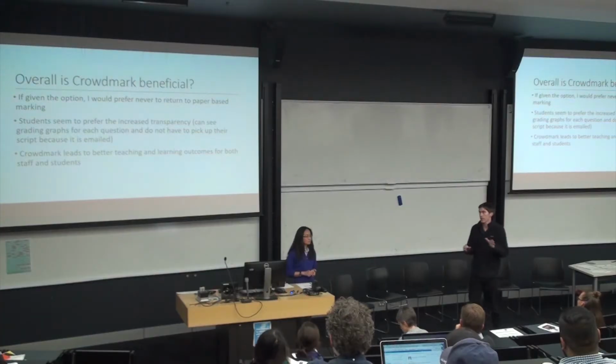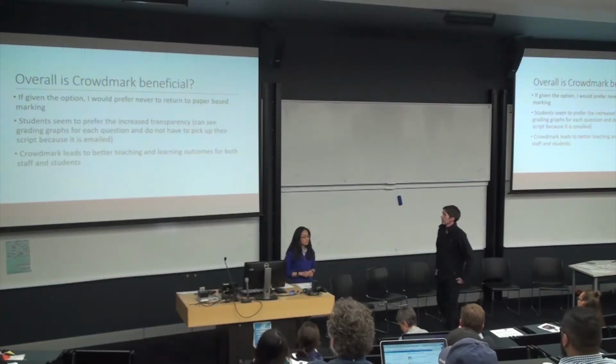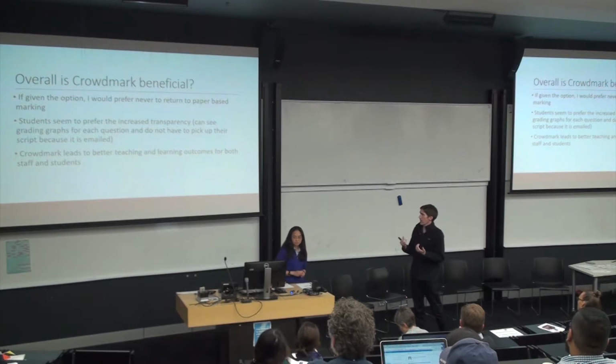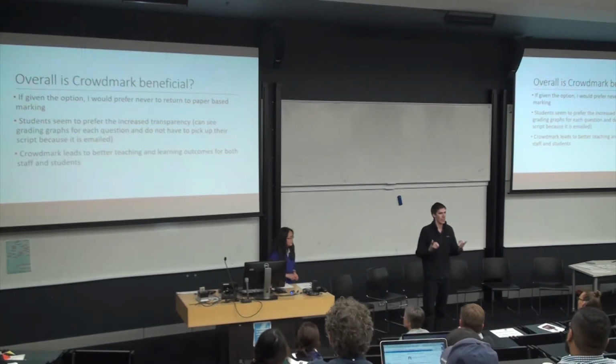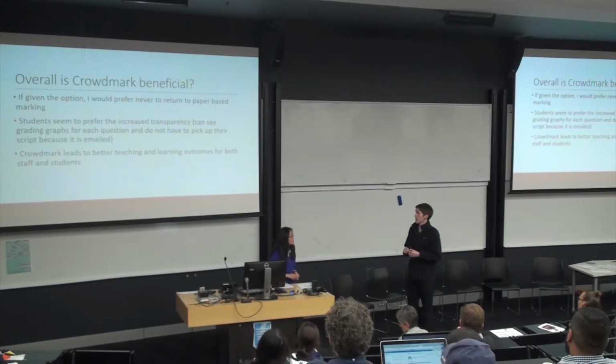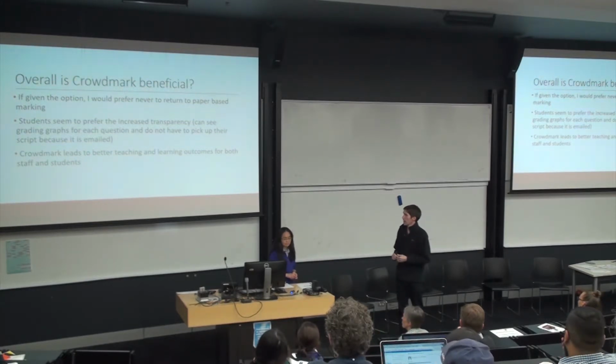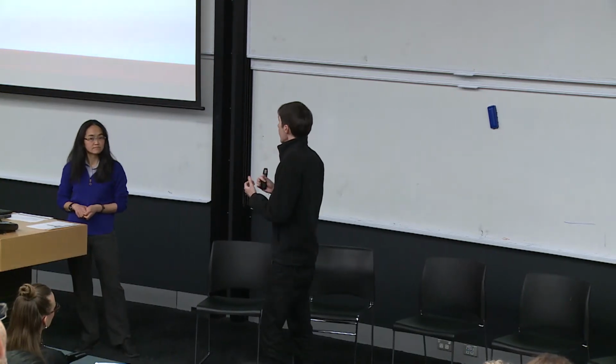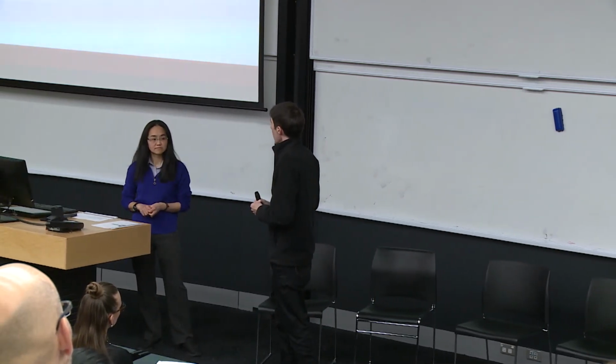Students seem to prefer the increased transparency. There are a number of ways that CrowdMark increases transparency. It gives them marking distribution graphs for each question, and then a total one for the whole assessment. They can get their script emailed to them as soon as it's ready, and so it's just easier for them to get their assessment and to see that transparency. So in my opinion, CrowdMark has definitely helped.